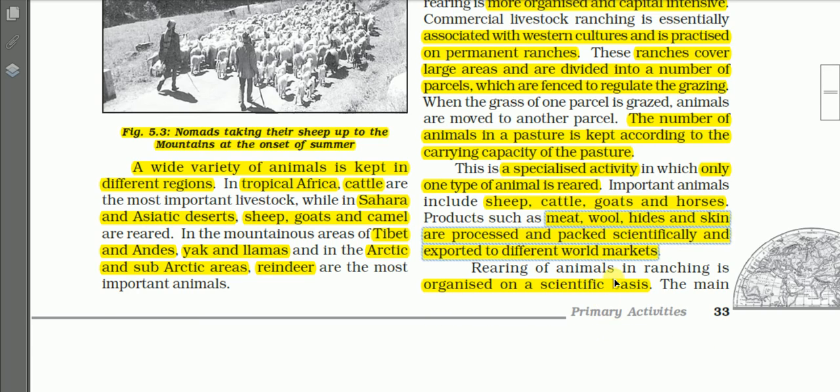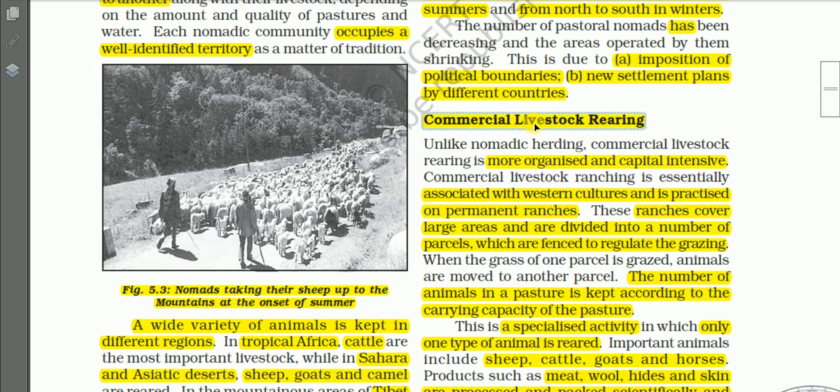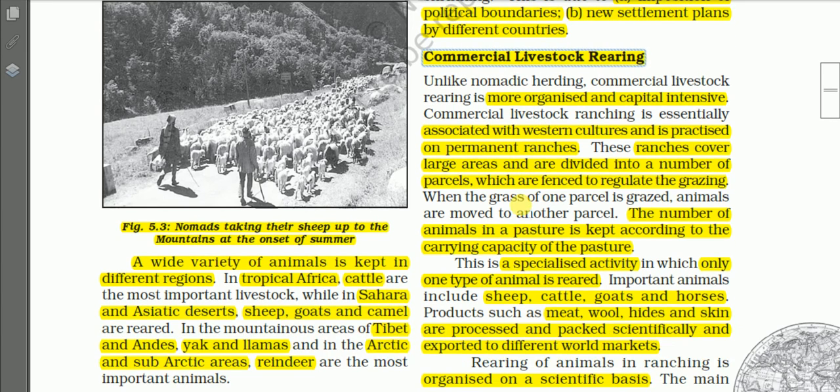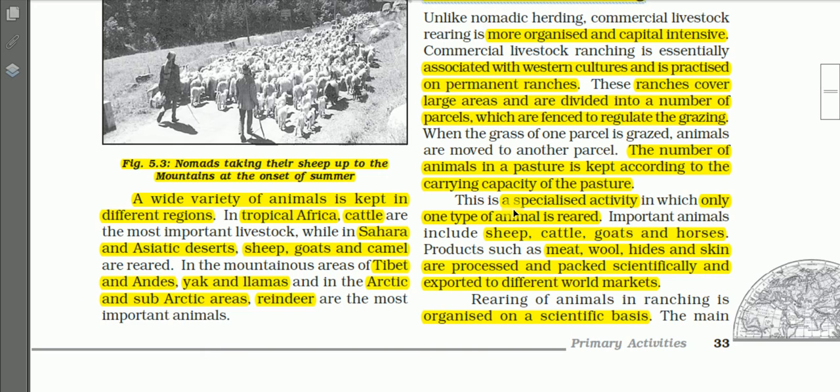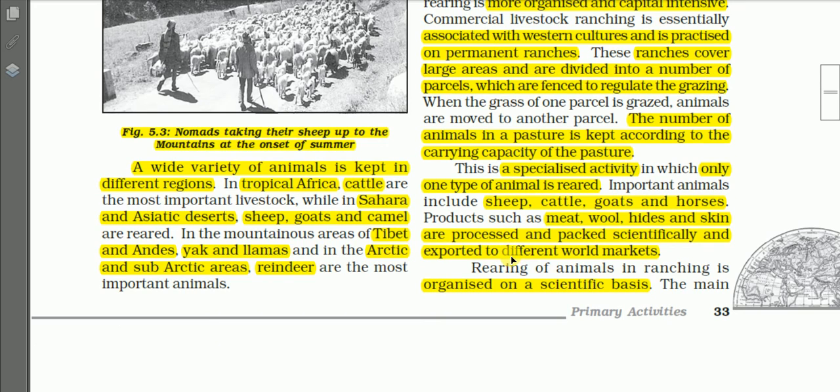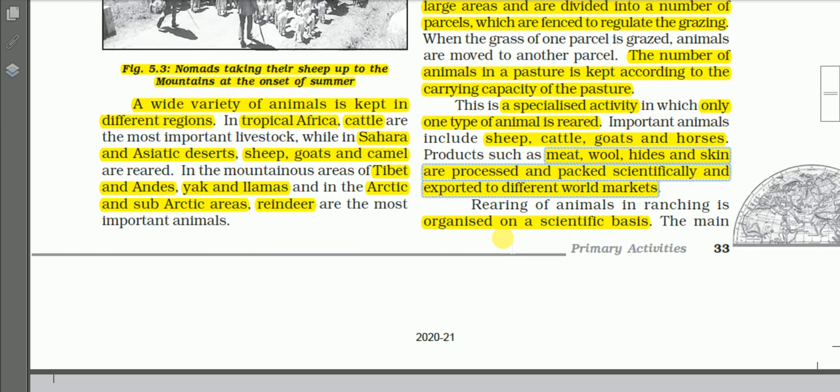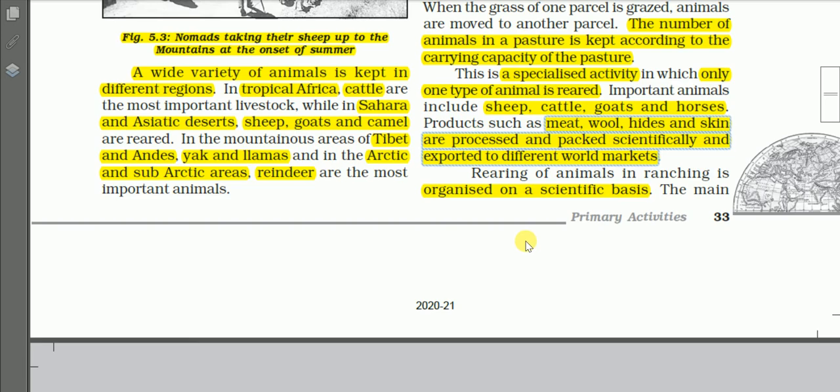Actually, as the name indicates, the people are rearing the animals mainly for commercial purposes, mainly for selling. See here, the products meat, wool, hide, skin are processed and packed scientifically and exported to the different world markets. This is another important feature.